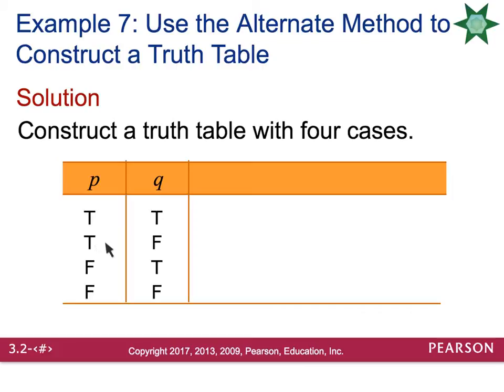One way to construct this is to think, for P, half of them are going to be true, half are going to be false. So just do 2 T's, 2 F's. And then we split them up here. When we have 2 trues for P, we're going to have a true, false for Q. When we have 2 falses for P, we're going to have a true, false for Q. So kind of getting used to putting them in this order: true, true, true, false, false, true, false, false.